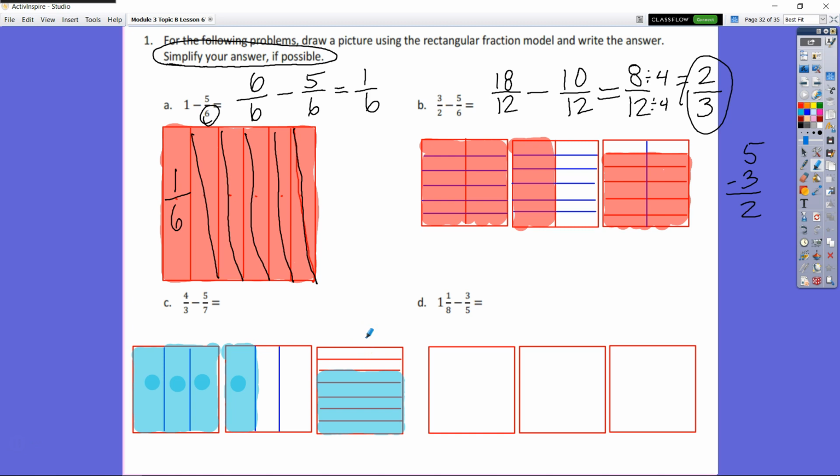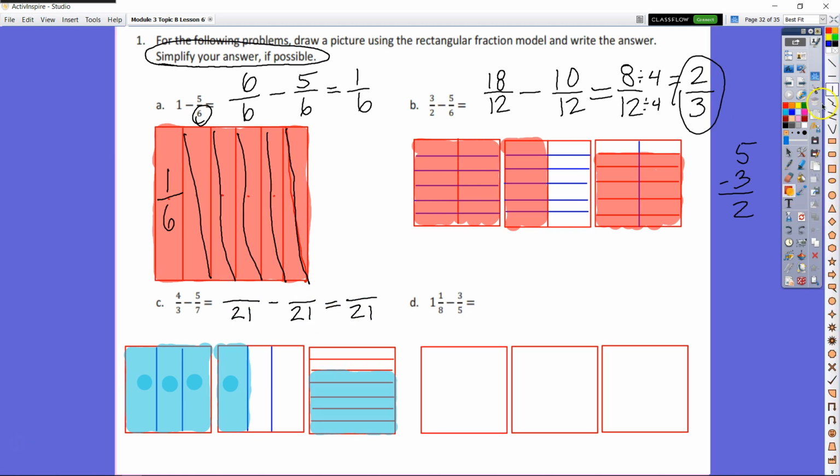And we need to say, well, okay, I can't subtract when I have different units. I have thirds and I have sevenths. So let's go ahead and multiply 3 times 7 and we get 21. So we know we're going to have 21 units, and that's going to be our common denominator. So we're going to have this is equal to blank 21s minus blank 21s equals blank 21s. So now we've got to fill in our numerators. Let's go ahead and divide our fraction.